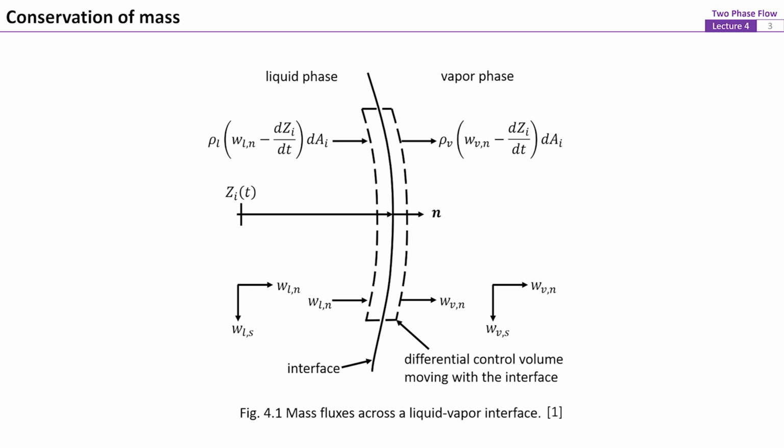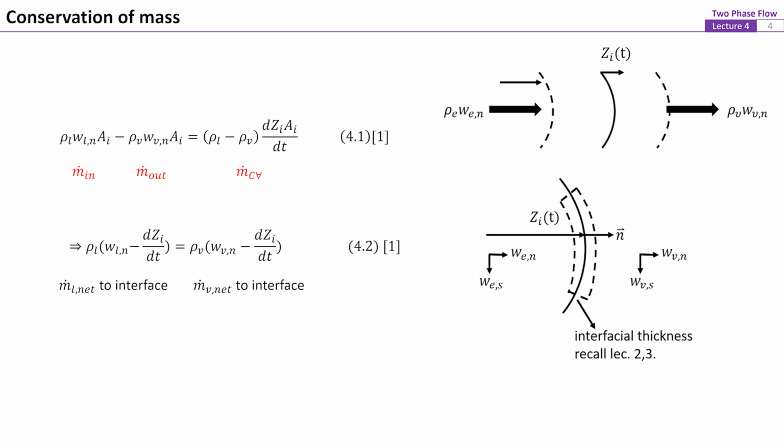Note that the move of the interface and the control volume is represented by dz/dt. This velocity is in general different from the velocities for liquid and vapor phases in the normal direction, respectively. From the conservation of mass of this control volume, equation 1 can be derived. Rearranging equation 1, equation 2 can be obtained.